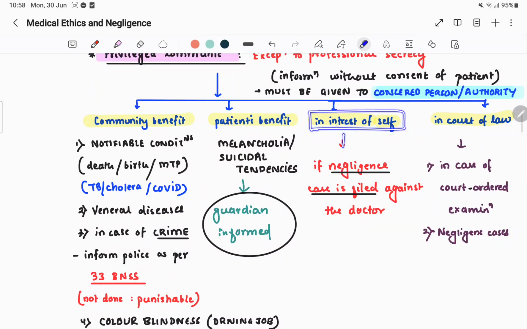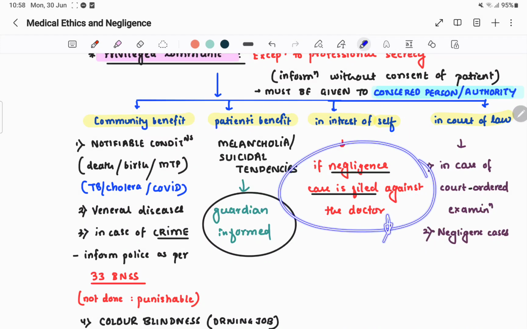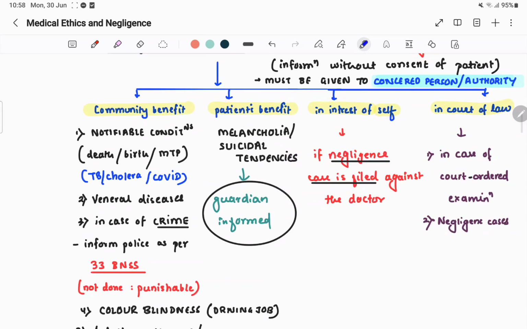In the interest of self, if a negligence case is filed against a doctor, then you have to inform, you have to defend yourself, right? It's important. In a court of law, in case of court-ordered examination or negligence cases, you have to disclose the information in the court of law, but only if it is asked.